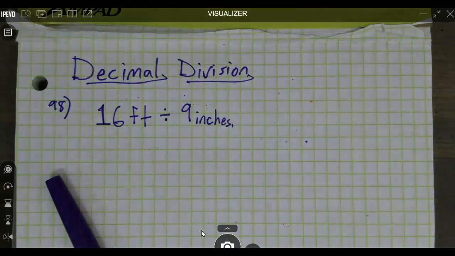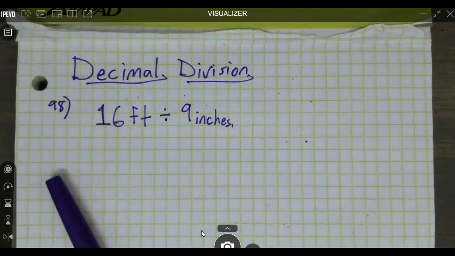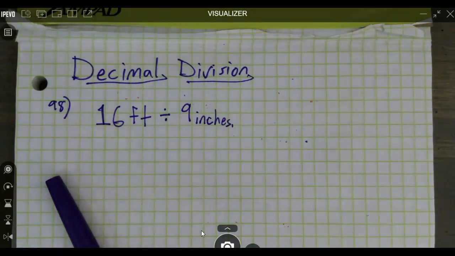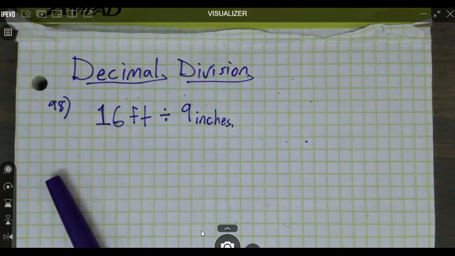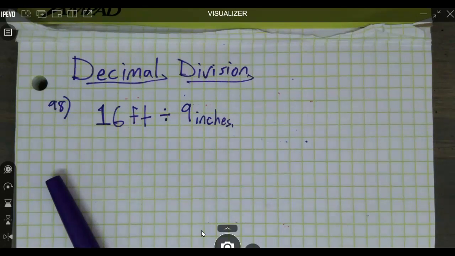So, how many inches are in a foot? 12, right? Correct. Okay, so I wrote 12 inches equals 1 foot. 16 divided by 12... no, times 16.